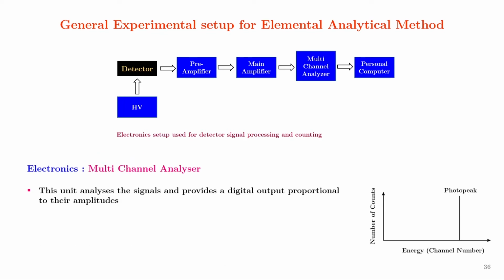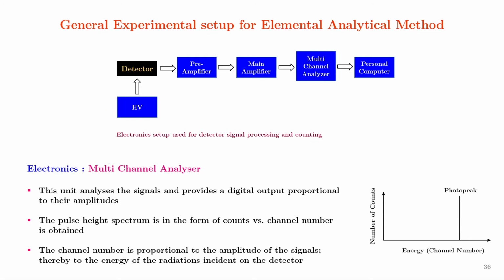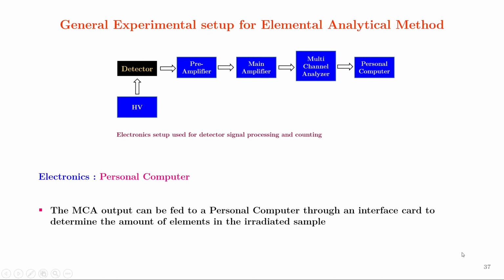Multi-channel analyzer. This unit analyzes the signal and provides a digital output proportional to the amplitudes. The pulse height spectrum is in the form of counts versus channel number. The channel number is proportional to the amplitude of the signals, thereby to the energy of the radiations incident on the detector. Finally, the MCA output is fed to a personal computer through an interface card to determine the amount of elements in the irradiated sample.